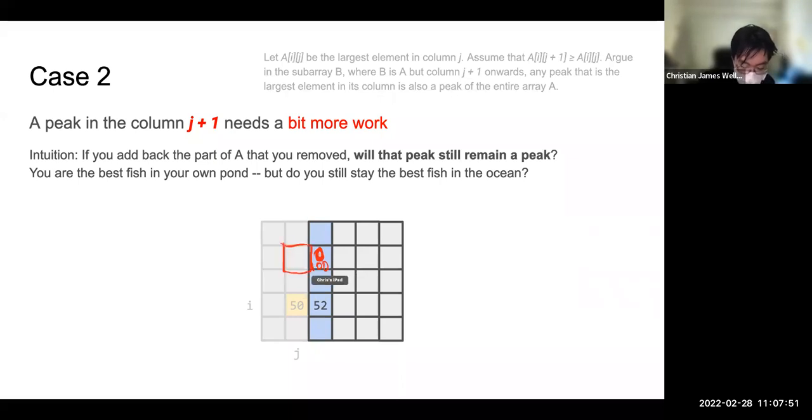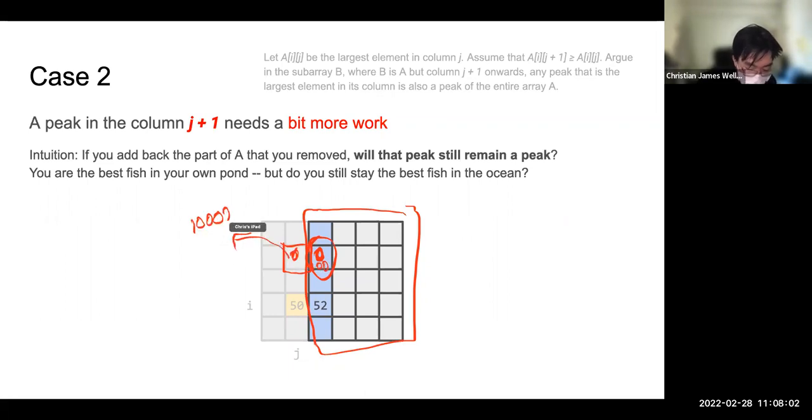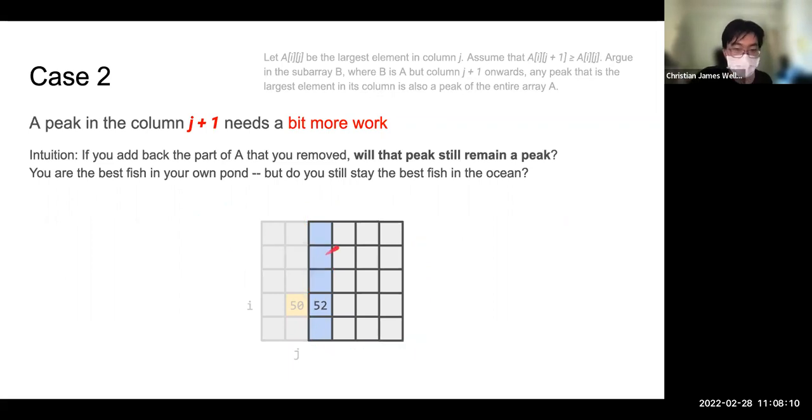We decided that 100 was a peak purely based on this subarray. So what happens if the neighbor here is something higher? Maybe it's like 1000. Could it ever be 1000? The answer is of course no. You have seen this in the tutorial, but this was the concern last time. The intuition I tried to give is that you're the best fish in your own pond, but does that mean that you're still the best fish in the ocean?